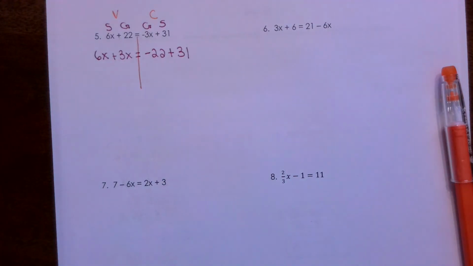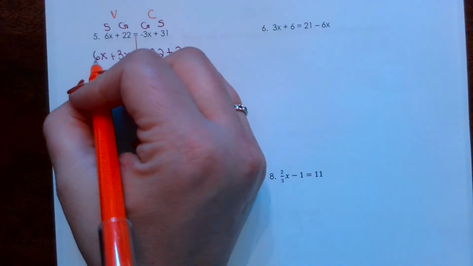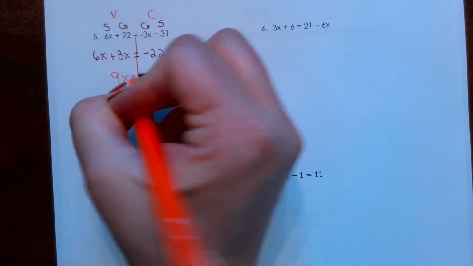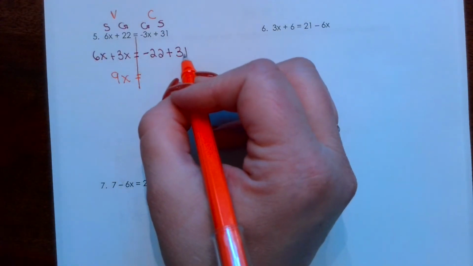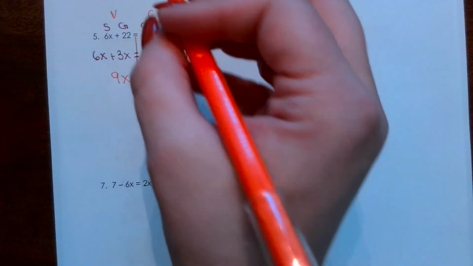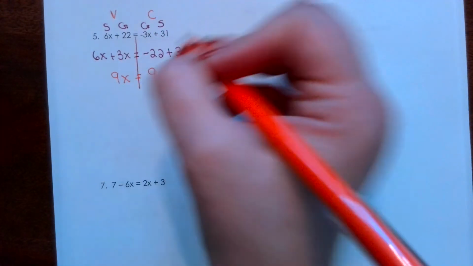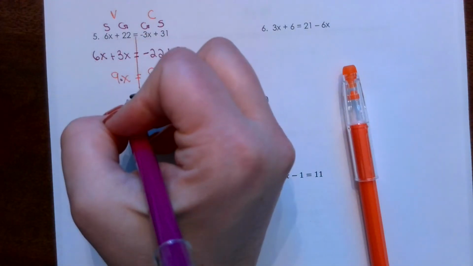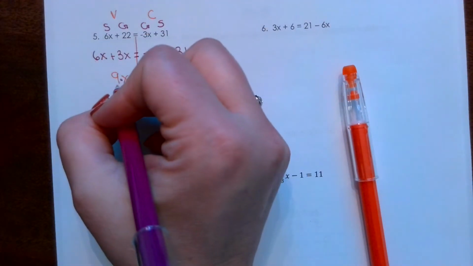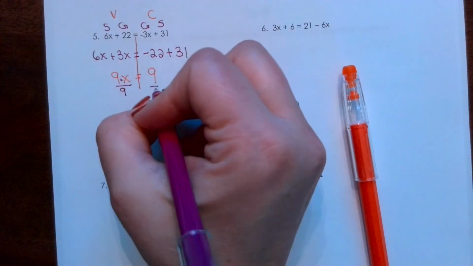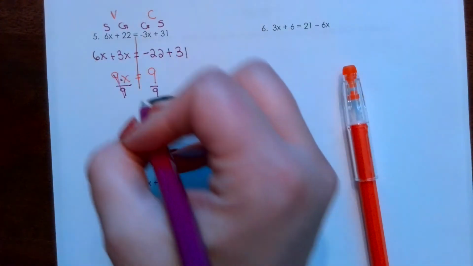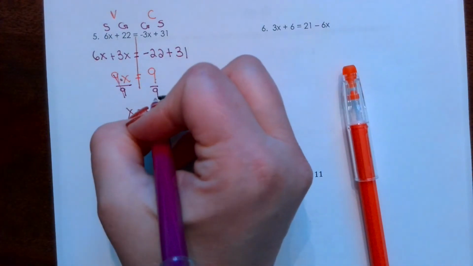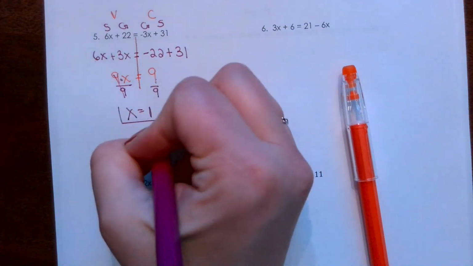Now I'm going to add and subtract a little. I've got 6x plus 3x, 6 plus 3, that is 9x. And I have negative 22 plus 31. If you put that in your calculator, you're going to find that you get 9. Back to that same place where I have 9 times the variable x. Use my inverse operation and divide both sides by the number with the variable, and I have x equals 9 divided by 9, which is 1.